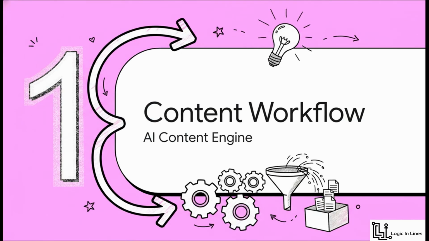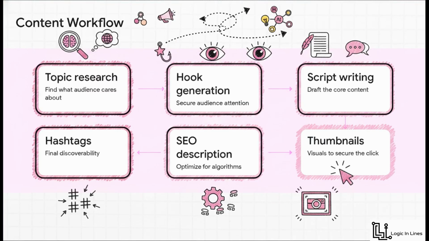All right, part 1, building your content workflow, the AI content engine. I want you to think of your content like a literal factory assembly line. It kicks off with step 1, topic research. This is where you use AI to figure out what your audience actually cares about. That feeds right into step 2, hook generation, locking in their attention instantly. From there, we hit step 3, script writing, which is obviously the heavy lifting. Once you've got that core written, step 4 uses AI to brainstorm thumbnail concepts to actually secure the click. Step 5 is writing an SEO description so the algorithms can do their thing, and step 6 polishes the whole thing off with hashtags.